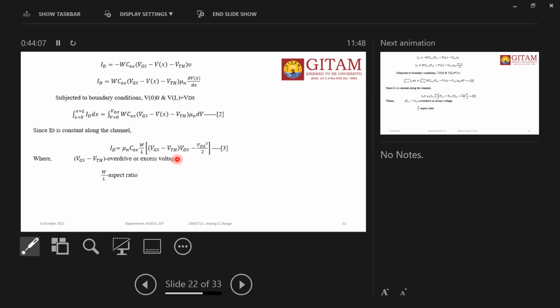So in the triode region equation, W by L is the aspect ratio of the device. And VGS minus VTH is called the excess voltage, or effective voltage, or overdrive voltage. Why VGS minus VTH? As I told you in the last class, suppose VGS is less compared to VTH. Is there any challenge for me? No, so you can use that formula.